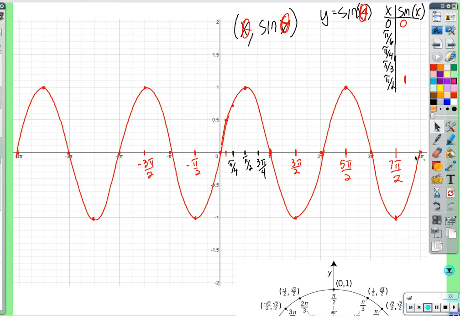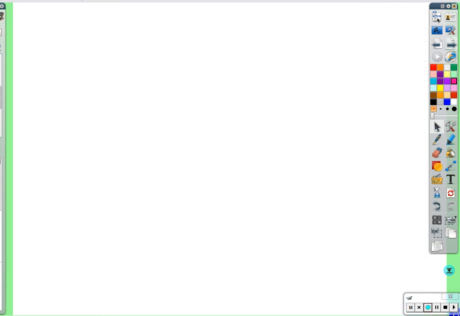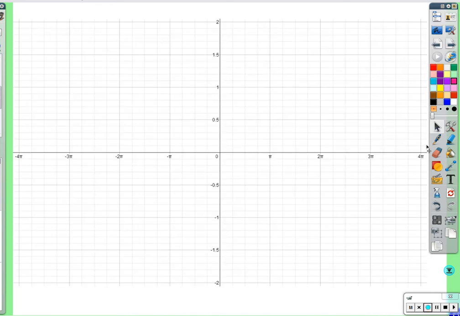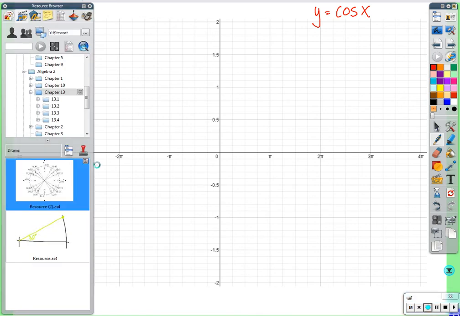Does that make sense? You think you can do the cosine, y equals the cosine of x now? That example of the sine of x? Let's give it a shot. Graph y equals the cosine of x. And we'll talk about their amplitudes and their periods and how to change those amplitudes and periods. Okay, so let's start again where we did the sine. We'll start with 0. Pull over a unit circle reference.